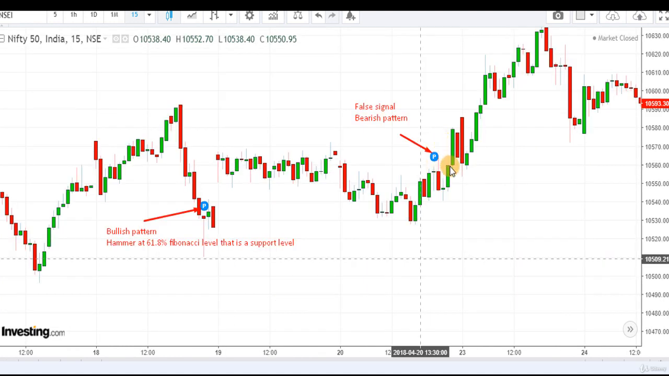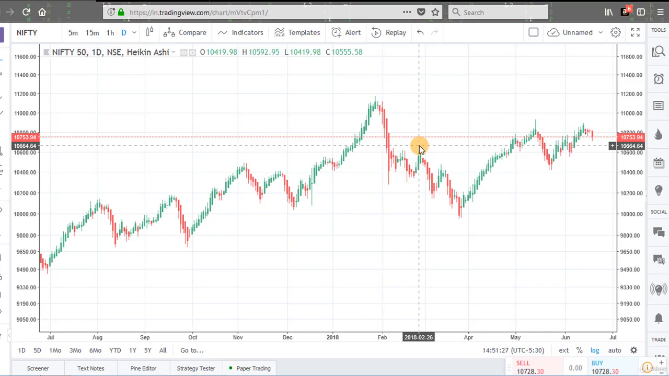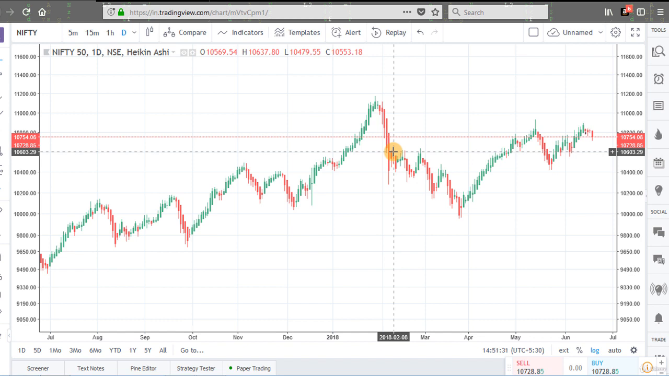This was also a bearish candlestick pattern, but prices are going in an upward direction. This is also a false signal. And in this chart also we are getting many false signals with general candlestick patterns. So here a good strategy requires not to follow every signal but to skip those false signals by using Heikin charts.